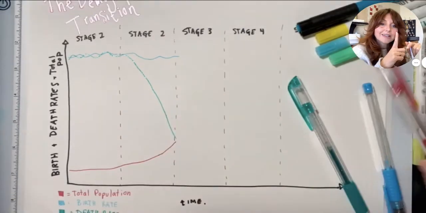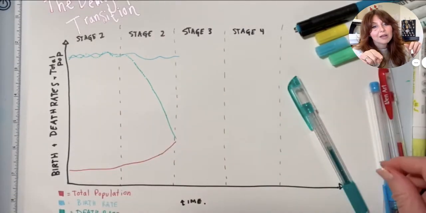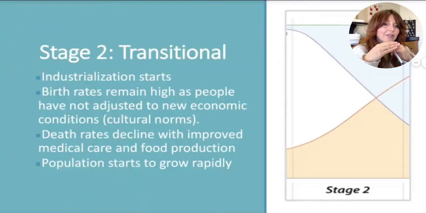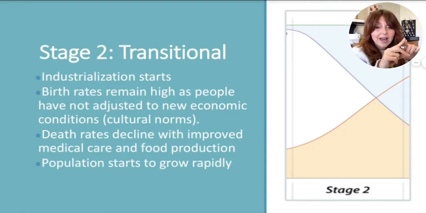Okay, so my red line is my total population. My green line was my death rates. Death rates went down. Something shifted. There was some kind of industrialization, but people were still having lots and lots of babies. So death rates declined, improved medical care, food production, and the population starts to grow rapidly. So this is stage 2.